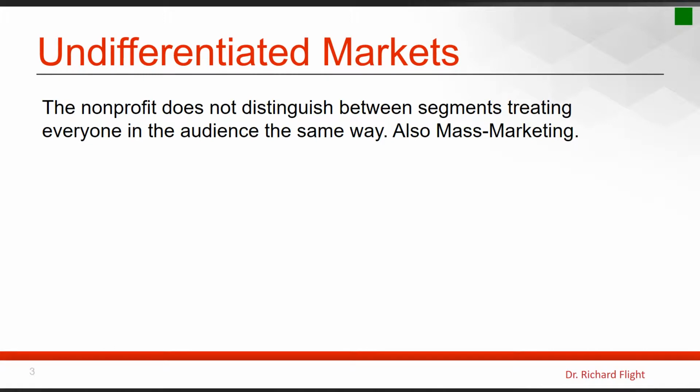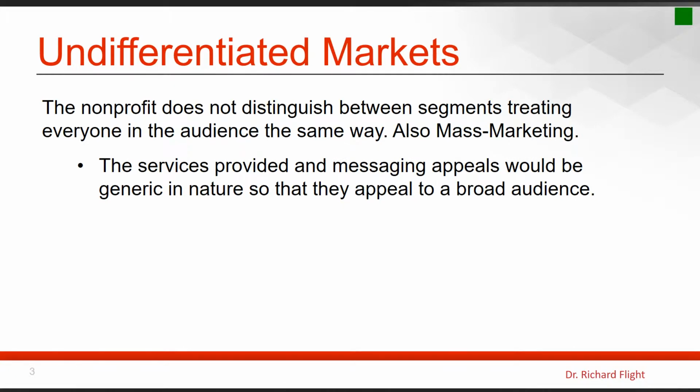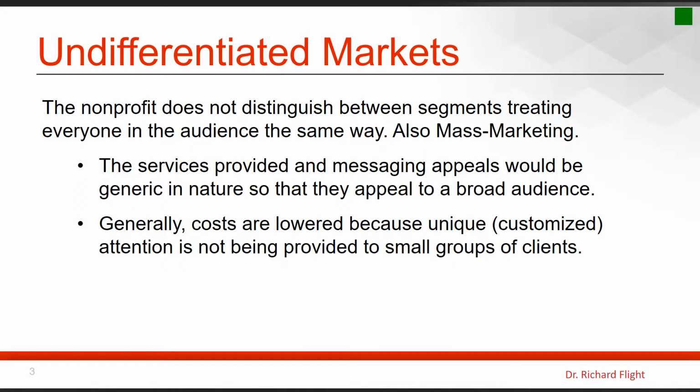Defining these, we want to just make sure we know what each one of these concepts means. An undifferentiated market is one where we don't distinguish between market segments and we treat everyone in the audience the same way. We also call this mass marketing. The services provided and the message appeals that we provide would need to be very generic so that they would appeal to a broad audience.